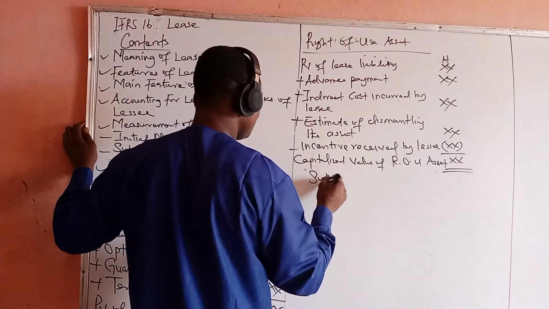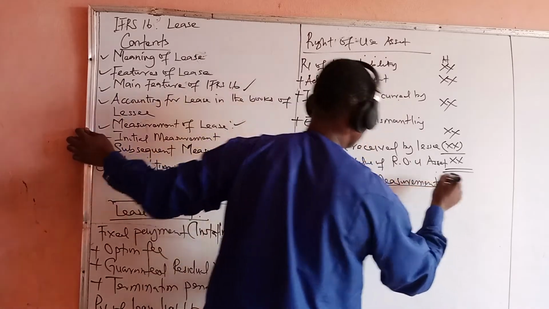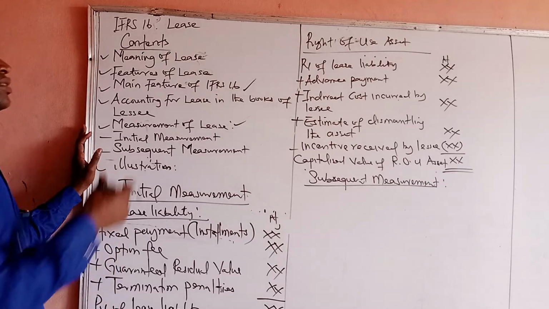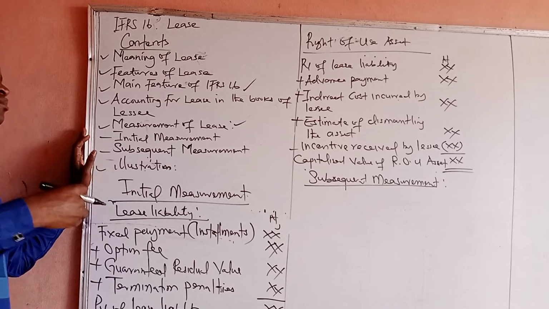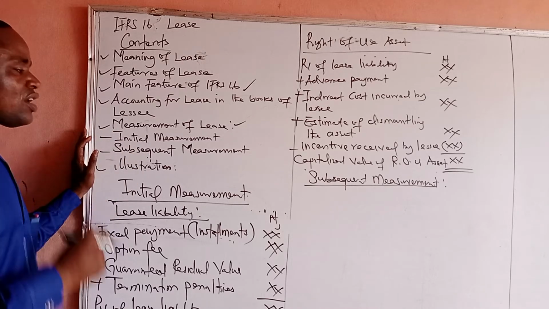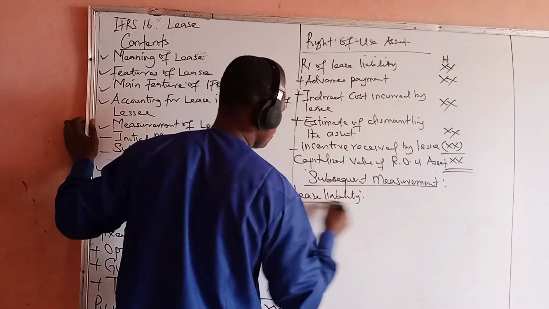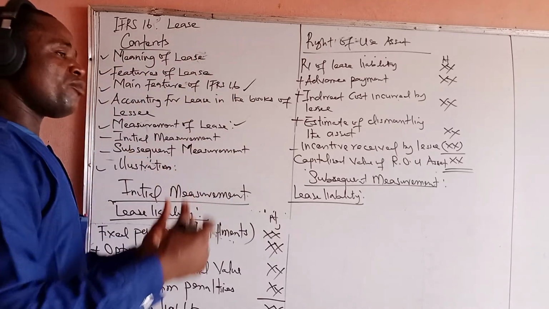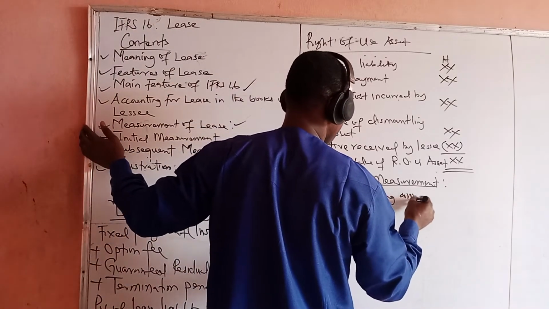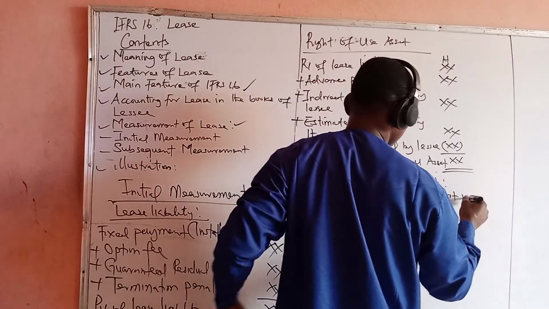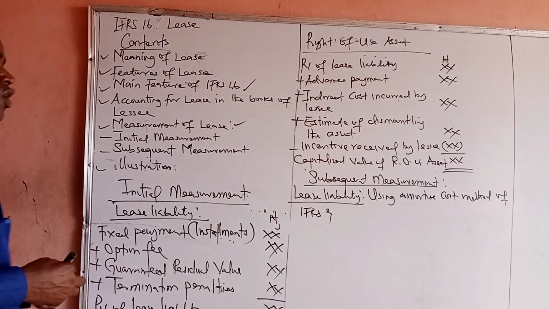Secondly, subsequent measurement. How then? Just like IFRS 16, of course, we are dealing with assets. Now, how do you measure your lease liability and the right-of-use asset subsequently? According to IFRS 16, the lease liability should be measured subsequently at amortized cost of IFRS 9, using the amortized cost method of IFRS 9. Okay. What is the amortized cost method?